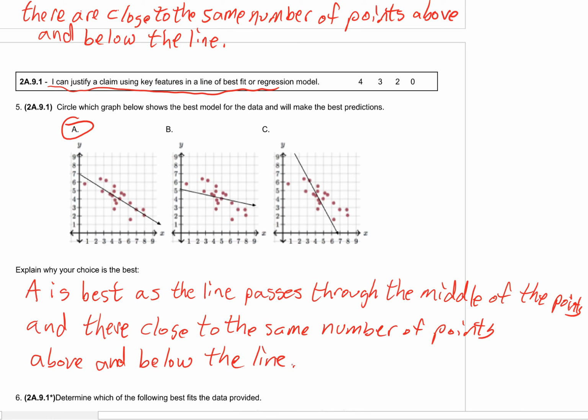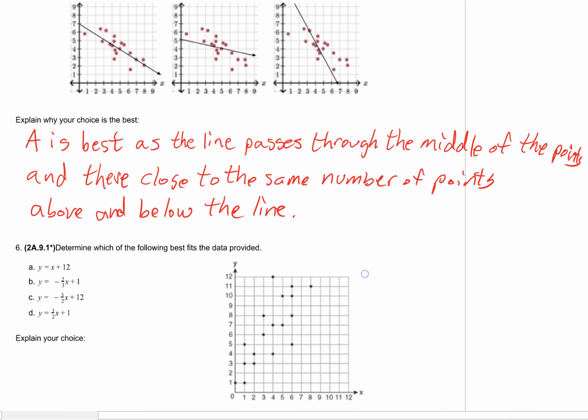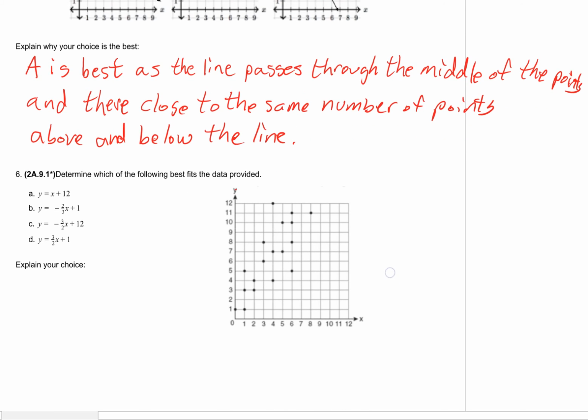Obviously, you look at some of the other scenarios and it's not quite as balanced, with the same number or close to the same number of points above and below. As we take a look at number 6, this is going to wrap up our video on this proficiency. It says, determine which of the following best fits the data provided.